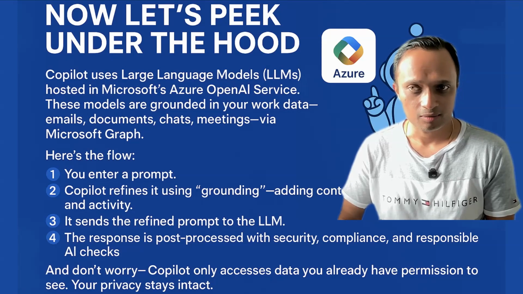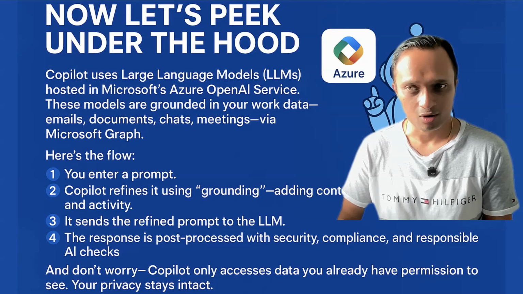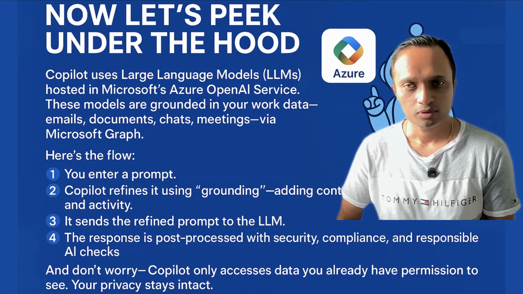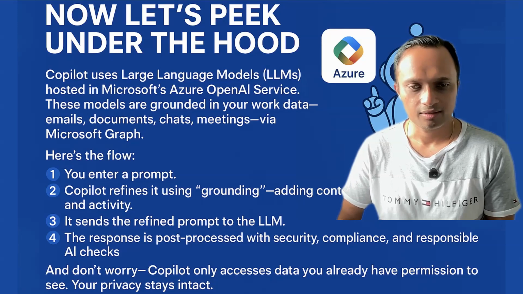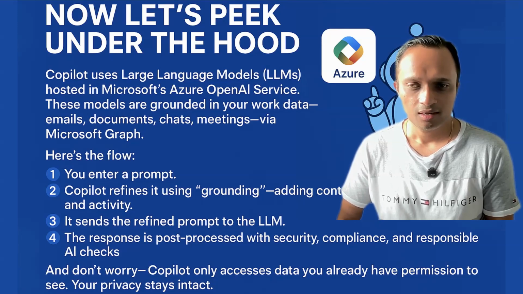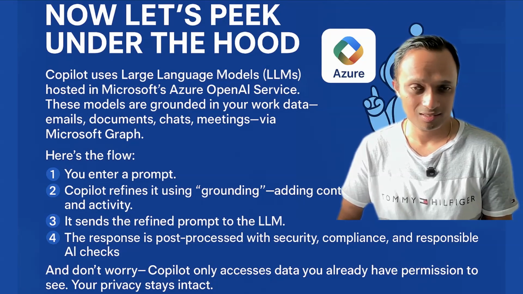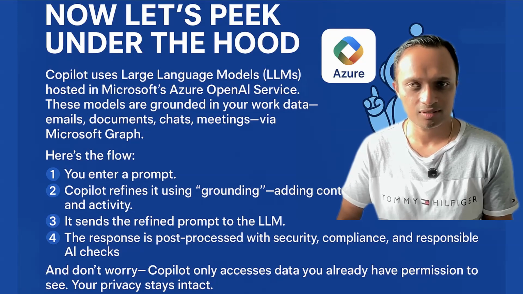So here is the complete flow, right? So we write a prompt in the chat window or the AI tool, which is Copilot, and then Copilot refines it using a concept called grounding. So it basically adds context from your files and activity, right? And now it sends the refined prompt to the large language models, and then the response is post-processed with security, compliance and responsible AI checks. So all of this is done in just a few seconds when you are interacting with the AI tool.